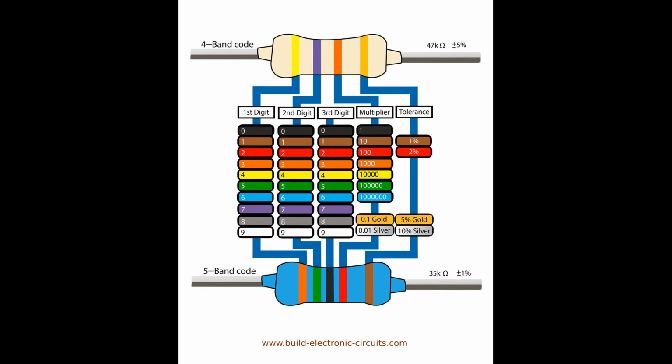So that is how you can decode any color code printed on a carbon resistor, and that is the color code of a carbon resistor. Try out a few more by yourself.